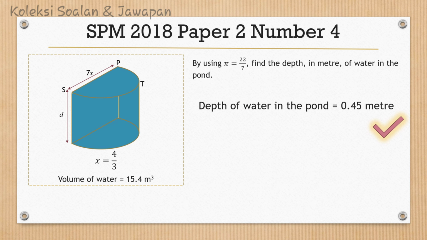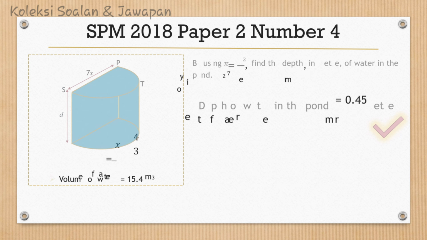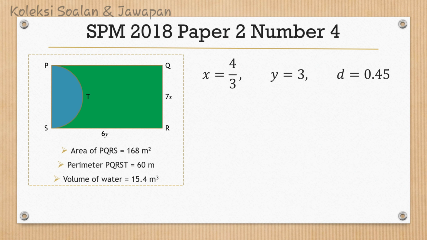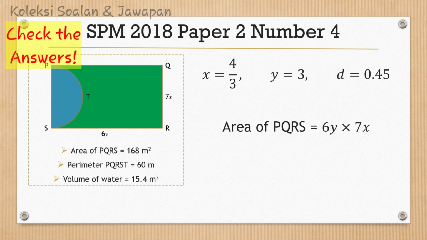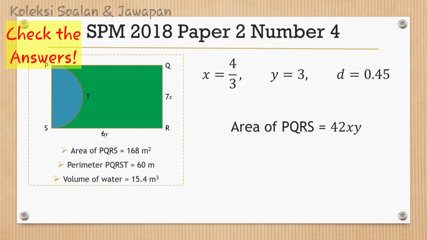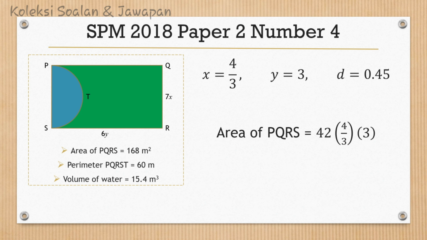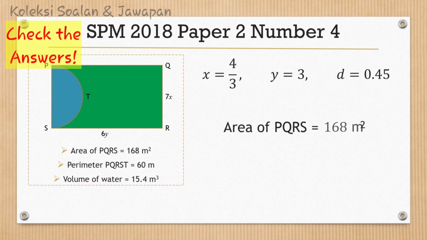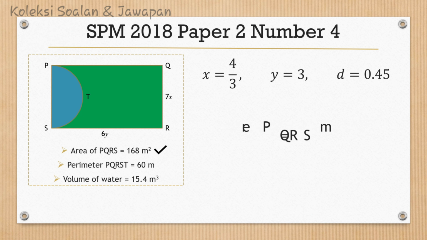After finishing the calculation, if there is extra time, students are encouraged to do a quick check to make sure the answers are correct. Okay, so from the first diagram, just try to substitute the values of x and y into this. Area of PQRS is 6y times 7x, which is 42xy. Okay, x is 4 over 3 and y is 3. So we get area is 168. So the first information is correct.